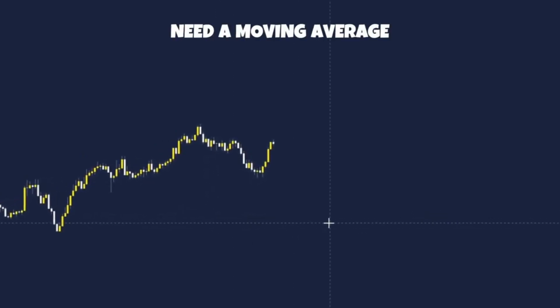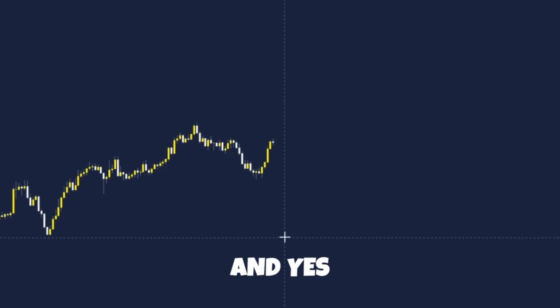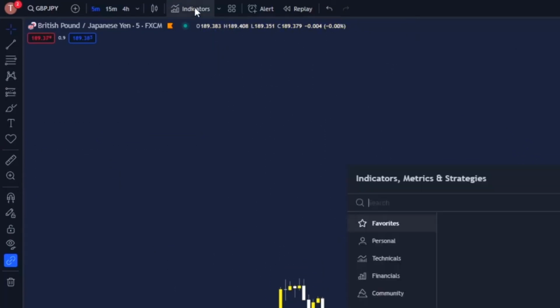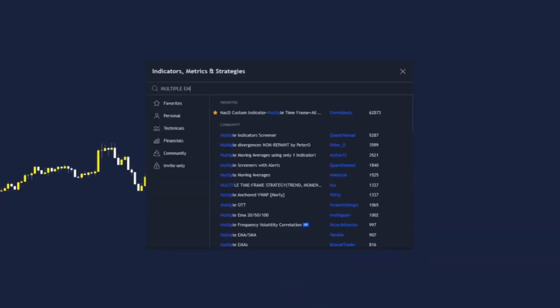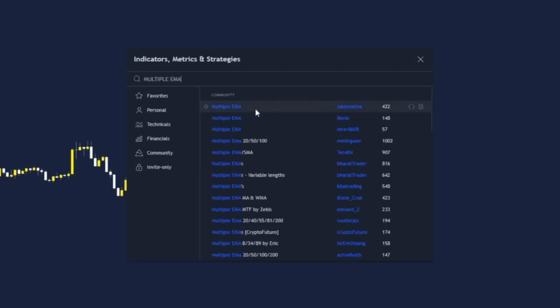The first part of this strategy, we are going to need a moving average. A group of powerful moving averages to be exact. Let's add step 1 to the chart, and yes, it's all free. Just wait and see how perfect its entries are later. Head up to the community scripts, search multiple EMA, add this one right here to your chart. This is the first indicator, but don't worry, we'll add the next one shortly.